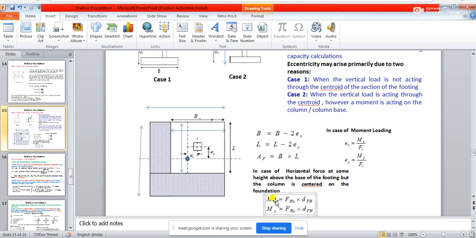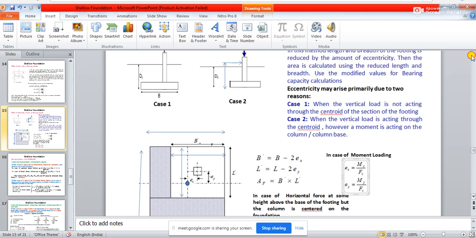Now once you have calculated this moment, how do you get the eccentricity Ex and eccentricity Ey from these moments? It's very simple. You remember this, that in case of moment loading, eccentricity can be calculated as the moment in the x direction or moment in the y direction divided by the vertical load. So eccentricity in the x direction can be calculated just by dividing the moment in the x direction by the vertical load.